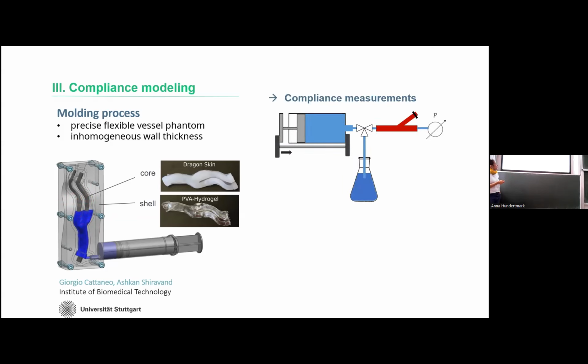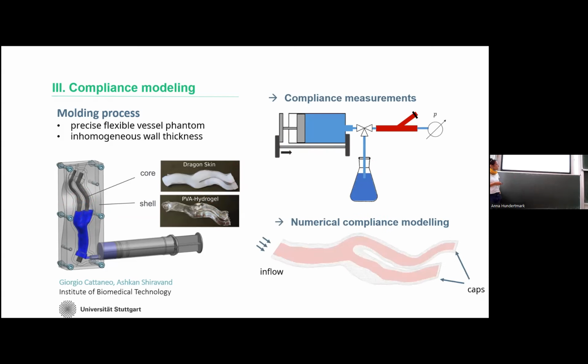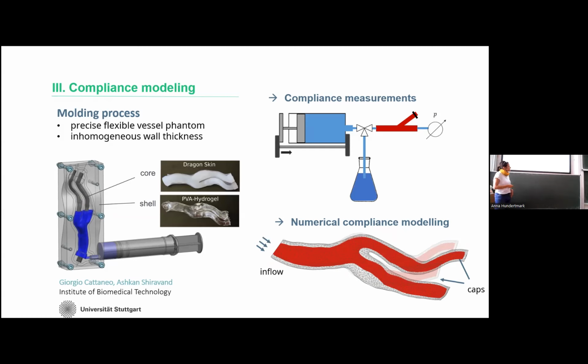And they made some compliance measurements. What does it mean? The vessel phantom has been closed. We have some caps here, and they pump fluid inside, and the vessel deforms, inflates, and so on. And the same we do numerically. So what we have, see the vessel walls here, the inflow, and we have no outflows. We have some caps, okay. And then you can see here the state after some simulation. So it is somehow deformed and inflated. So also the volume has changed.